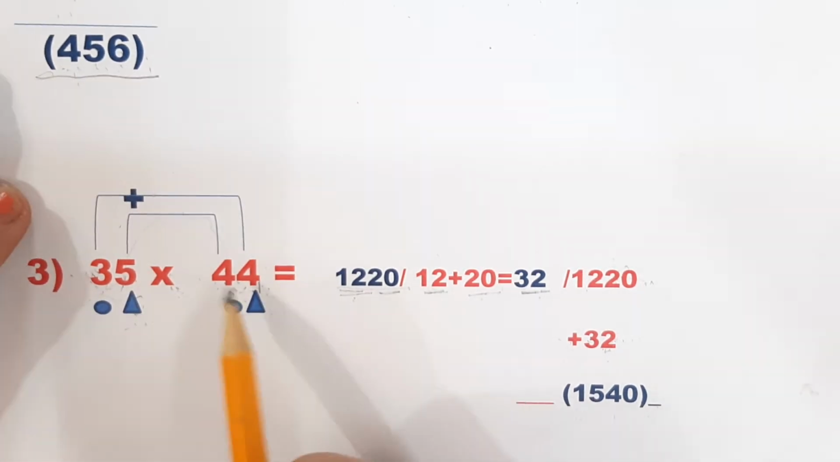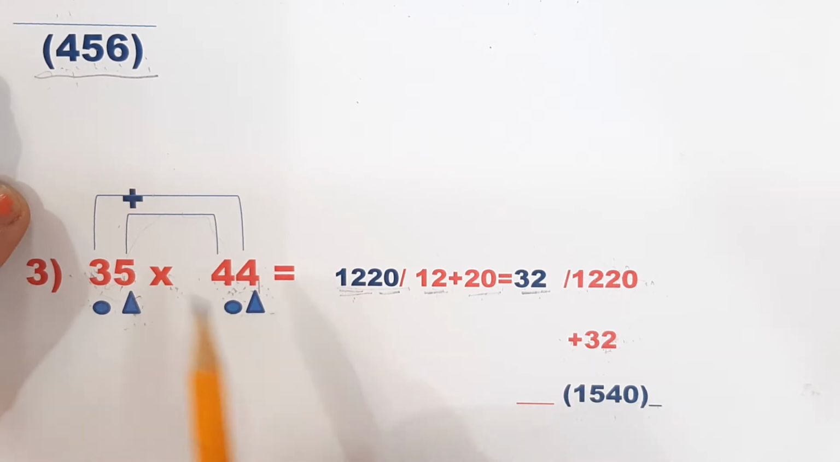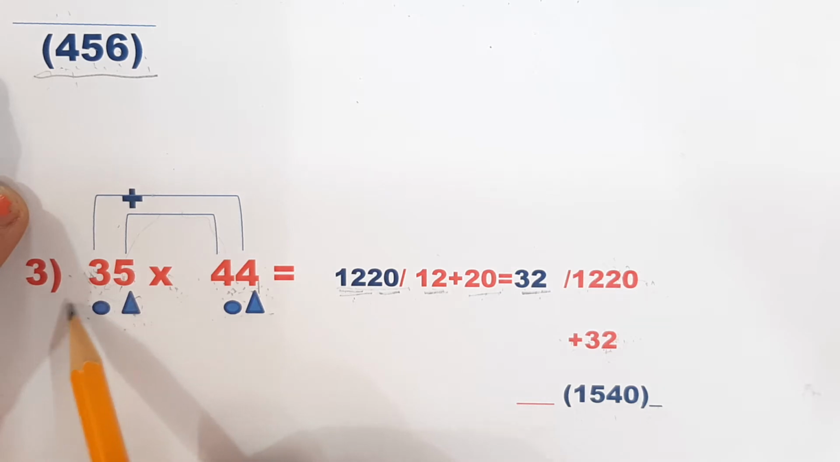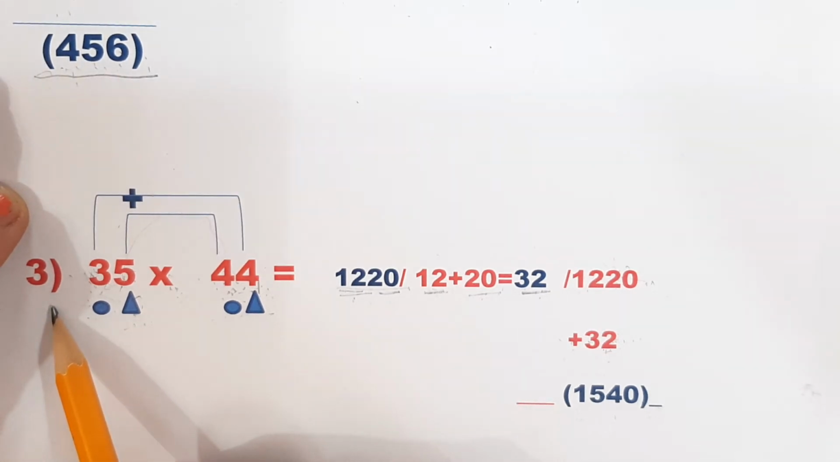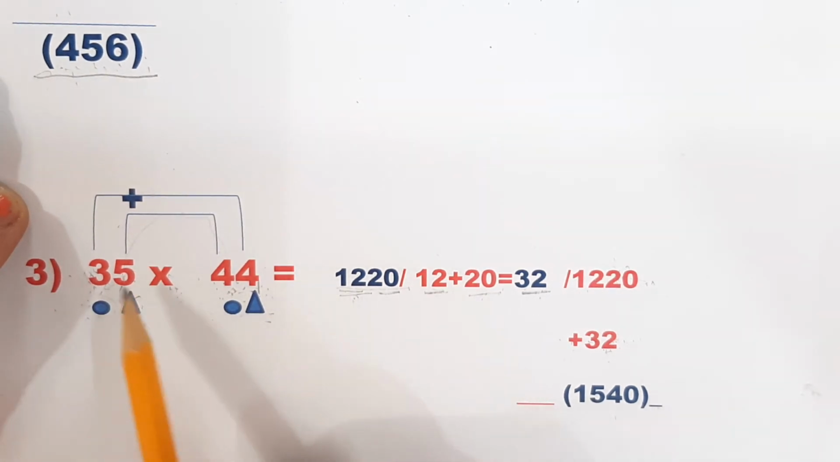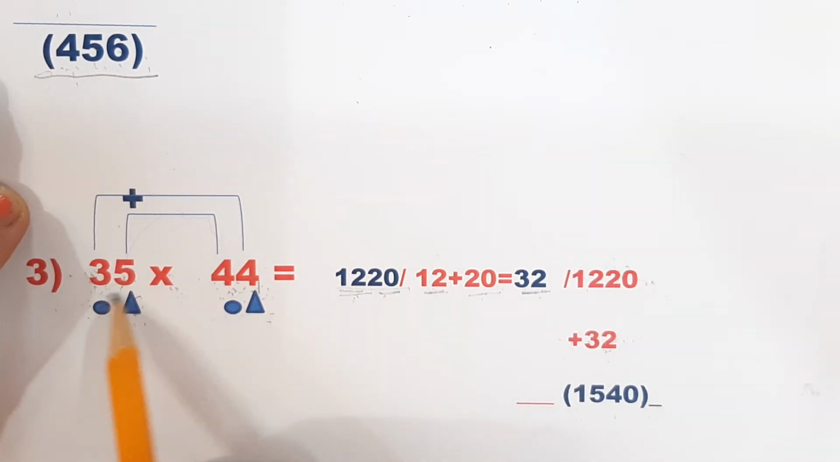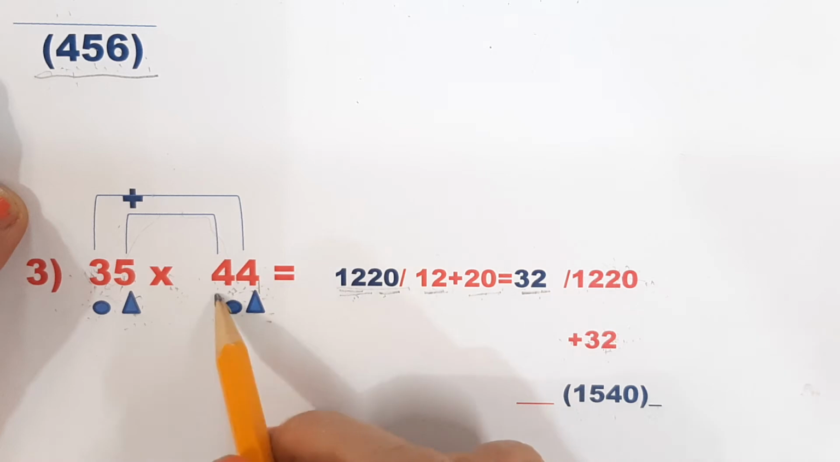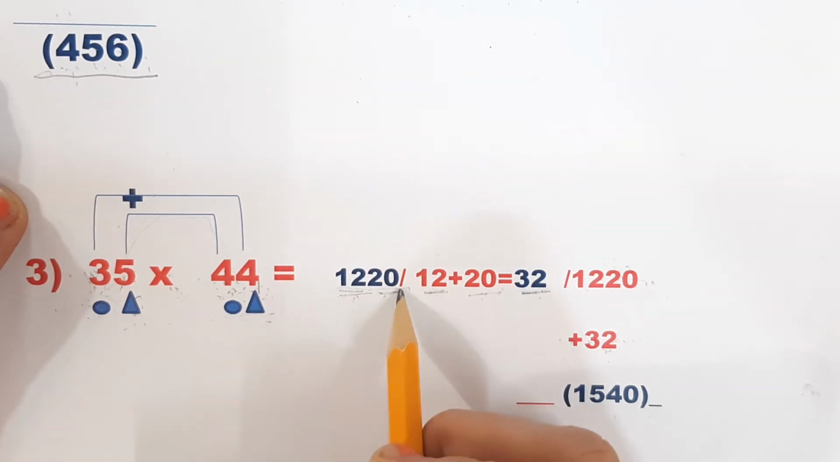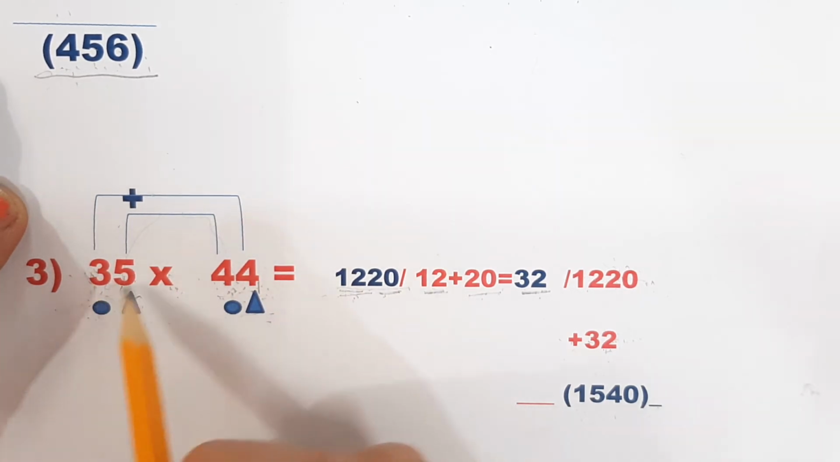35 multiplied by 44. According to the sign system, that means the left hand figure and right hand figure. The circle is the left hand figure. 3 multiplied by 4 is 12 and 5 multiplied by 4 is 20. The answer of the sign method is 1220. Now you have to add more according to the bridge system.